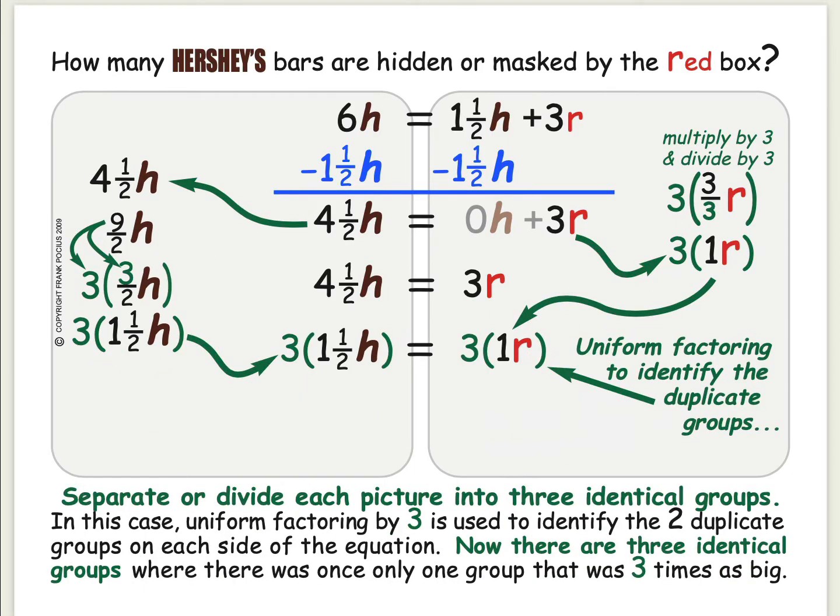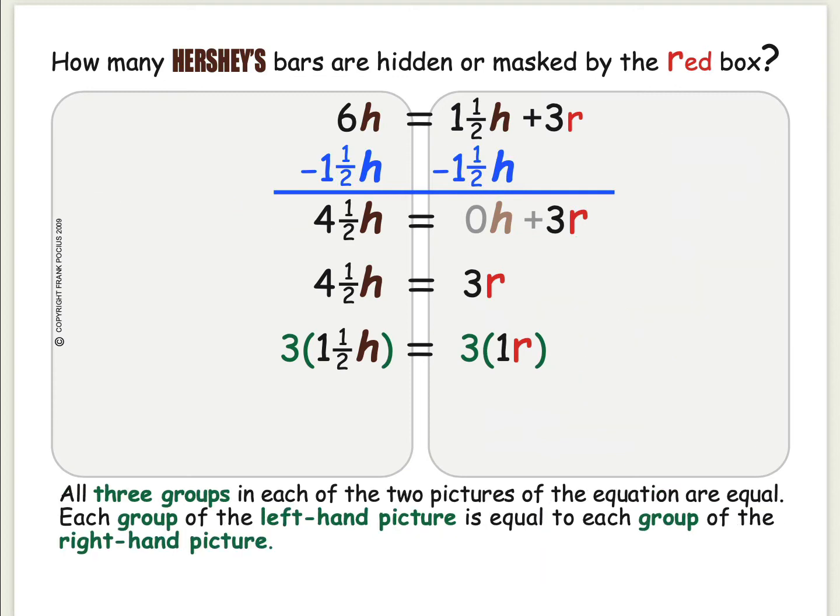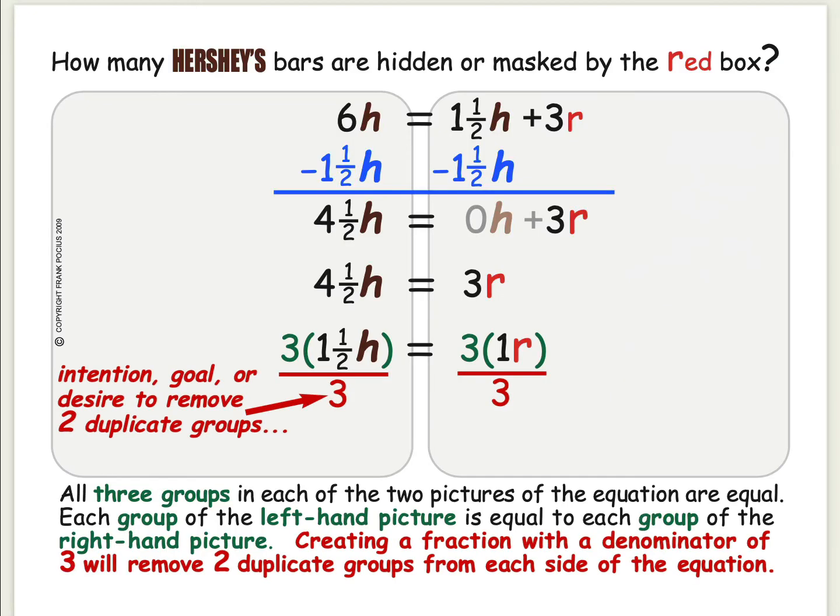Separate or divide each picture into 3 identical groups. In this case, uniform factoring by 3 is used to identify the 2 duplicate groups on each side of the equation. Now there are 3 identical groups where there was once only one group that was 3 times as big. All 3 groups in each of the 2 pictures of the equation are equal. Each group of the left-hand picture is equal to each group of the right-hand picture.